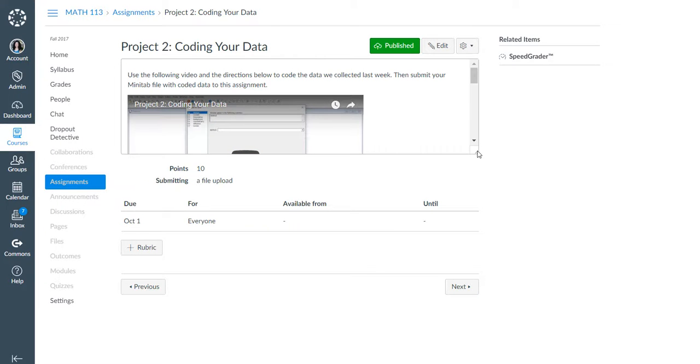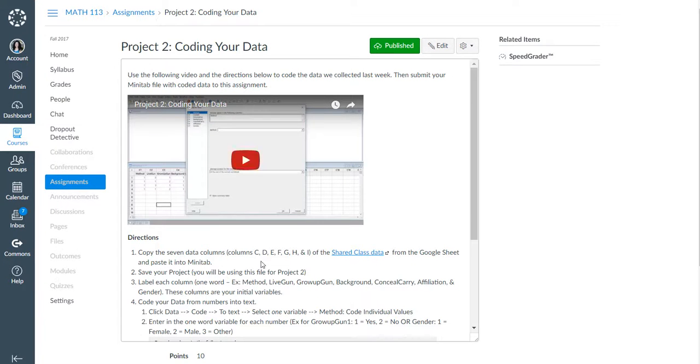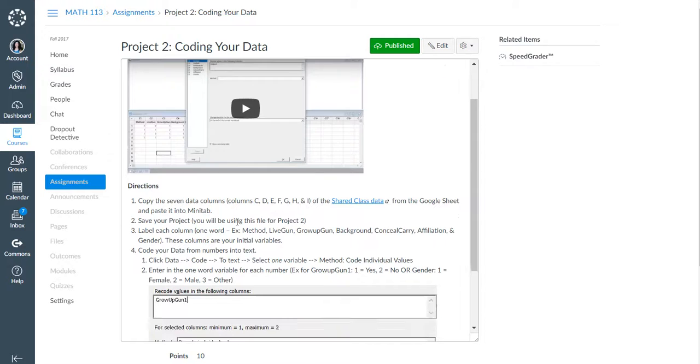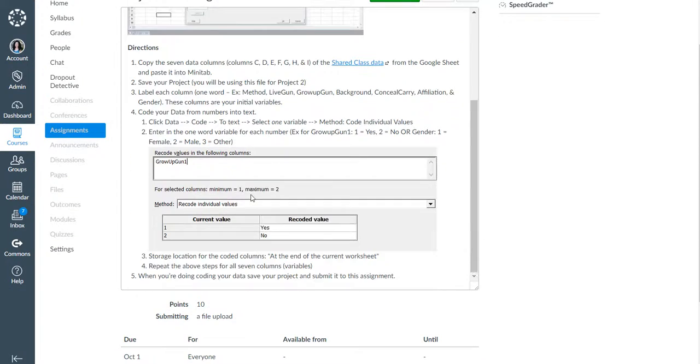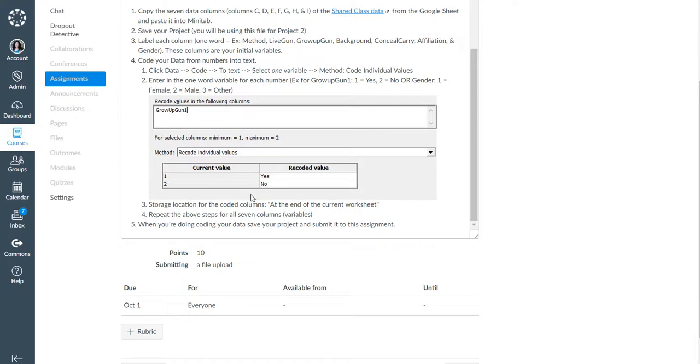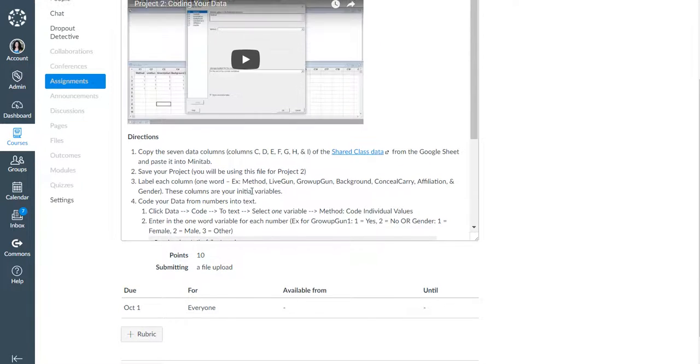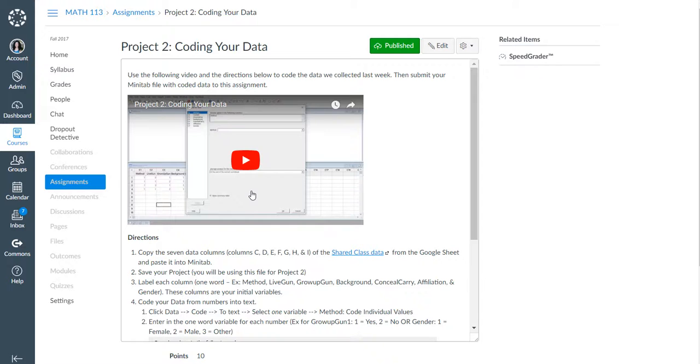The part of Project 2 for this week is coding your data. I made a video showing exactly how you need to do that, and I've got the directions right here. So watch the video and check out the directions. But in all honesty, this should be a pretty quick and easy assignment as well. It should not be difficult for you to do this.